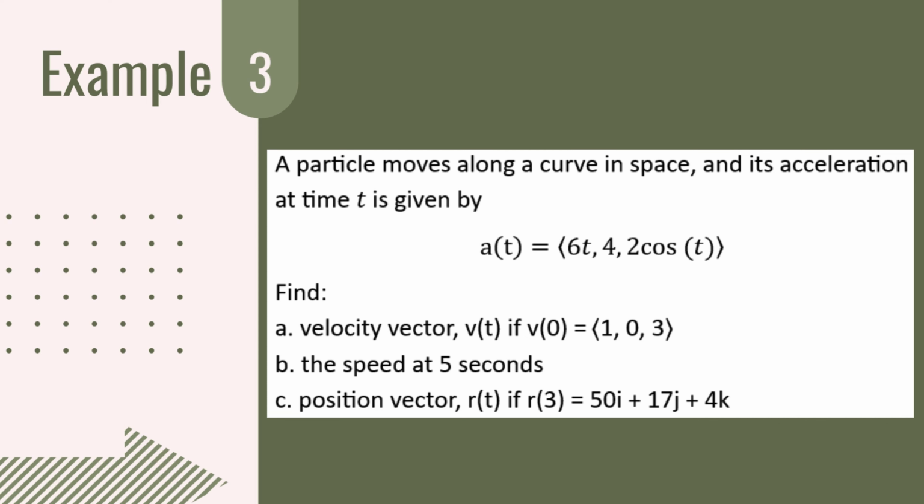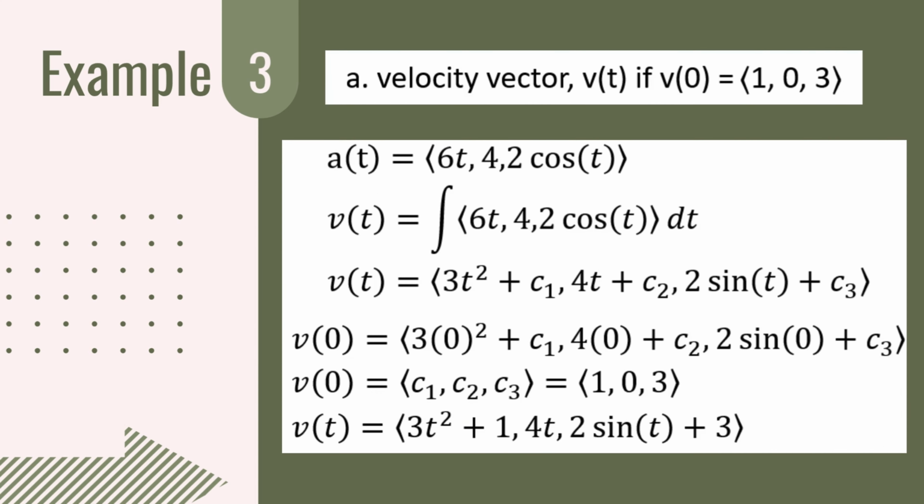Now, let's hop into the example of motion along a curve and in space. The question states a particle moves along a curve in space and its acceleration at time t is given by 6t, 4 and 2 cos t. We have to find the velocity vector if v(0) is equal to (1, 0, 3), the speed at 5 seconds, and the position vector if r(3) is equal to 50i plus 17j plus 4k.